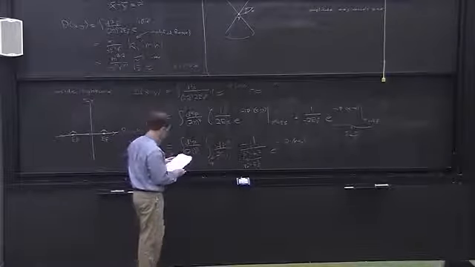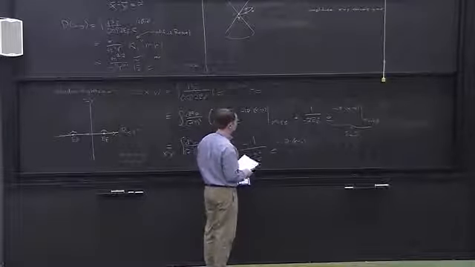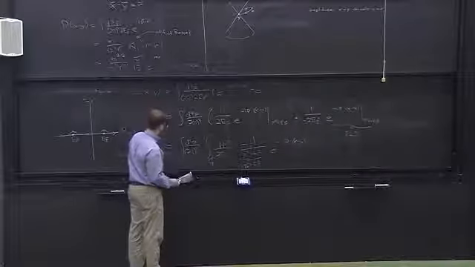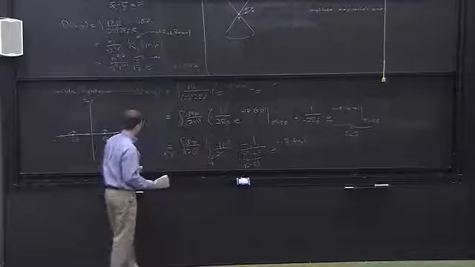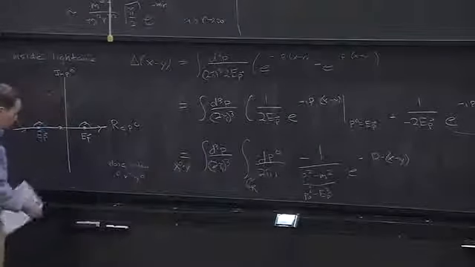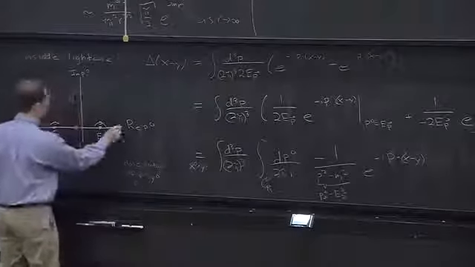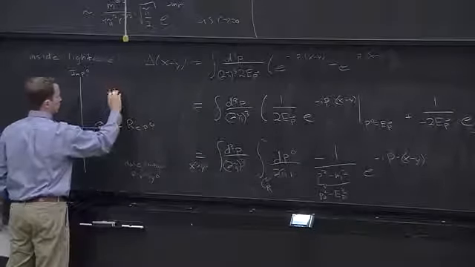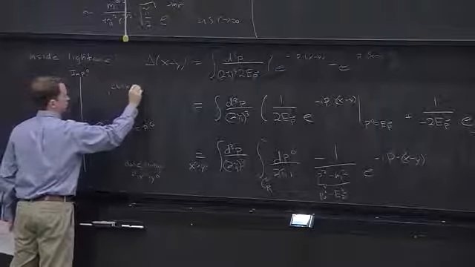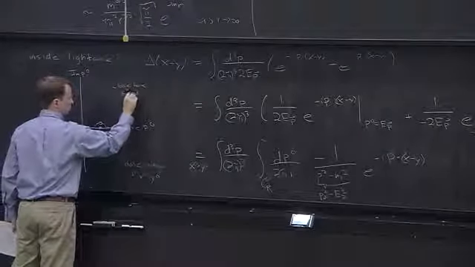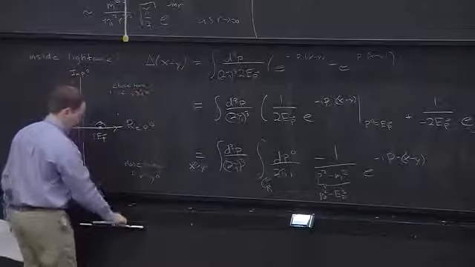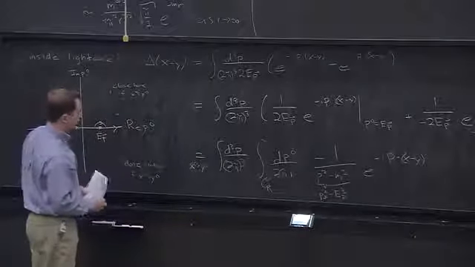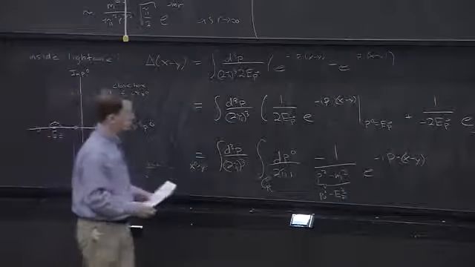So that tells us, well, do a little bit more. So this is equal to this if x naught is greater than y naught. What if x naught is less than y naught? If x naught is less than y naught, we should close the contour in the upper half plane. And then we get 0. The last line is equal to 0 if x naught is less than y naught.